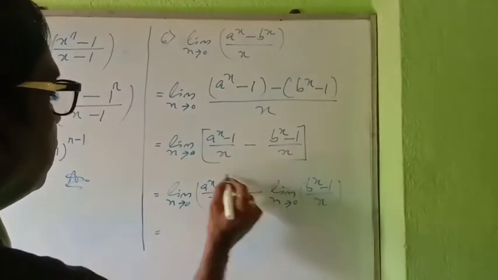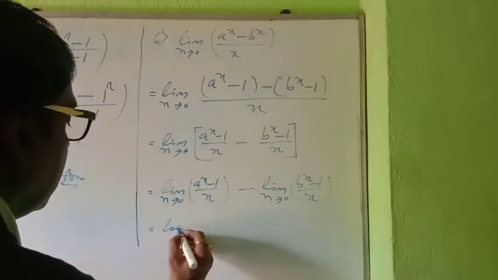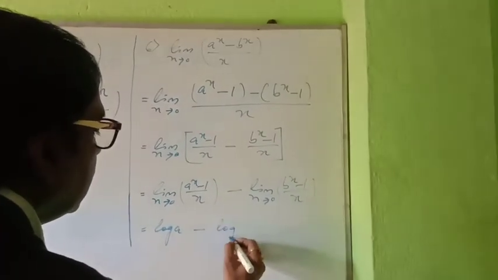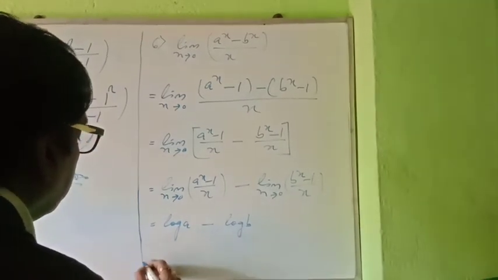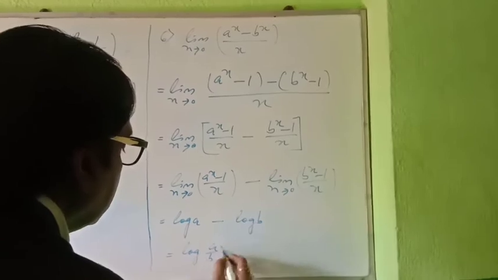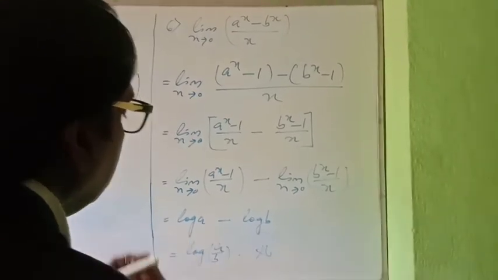What is the formula here? That is log a, and this one is log b. Now, as per the log properties, what is the answer? This will be log a by b. This is the answer of number 6. Let us go to the next number, the last number.